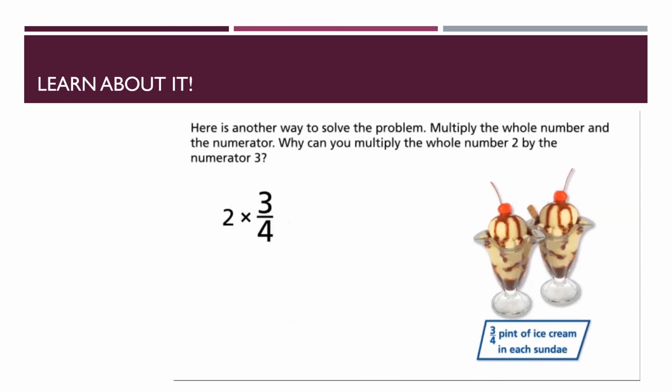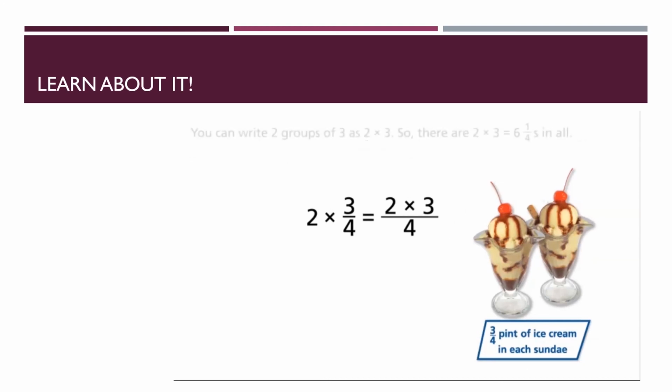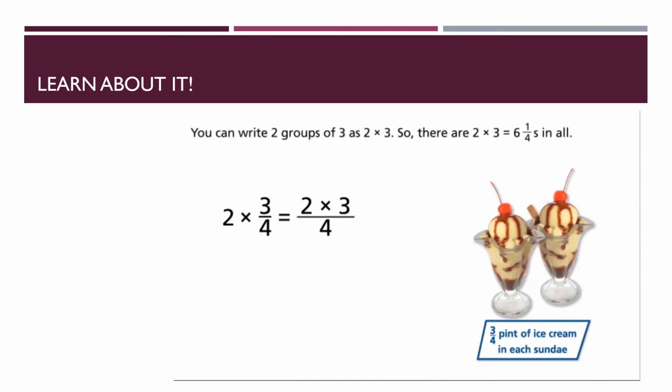Here is another way to solve the problem. Multiply the whole number and the numerator. Why can you multiply the whole number 2 by the numerator 3? There are 2 groups with 3 1/4 in each group. How can you write 2 groups of 3 of something using multiplication? You can write 2 groups of 3 as 2 times 3. So there are 2 times 3 equals 6 1/4 in all.